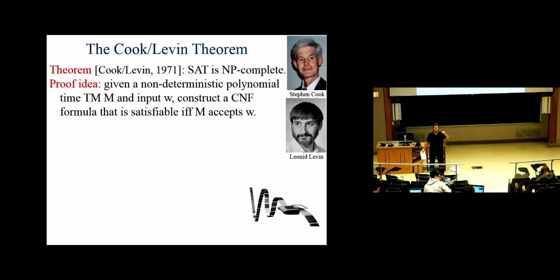Because with non-deterministic acceptance, if there exists a path to success, you're good. Not all paths must lead to success. If at least one of them does, you're good. Okay, so that's a non-deterministic algorithm for satisfiability.